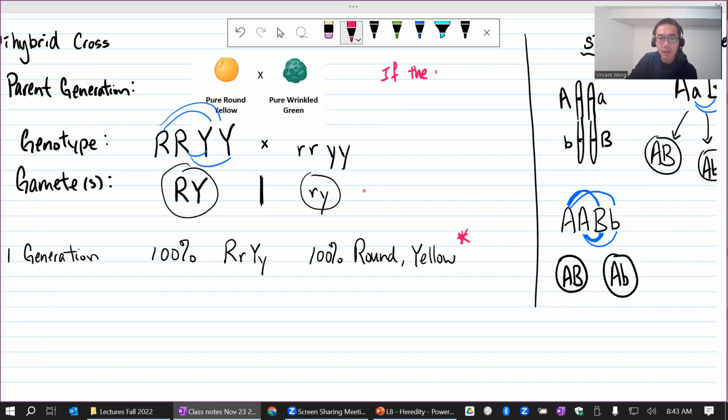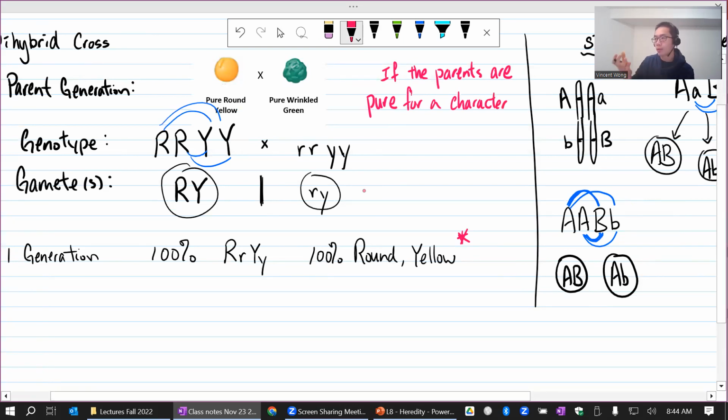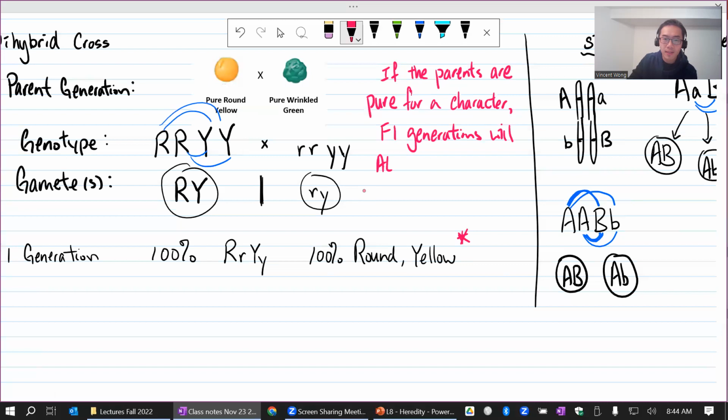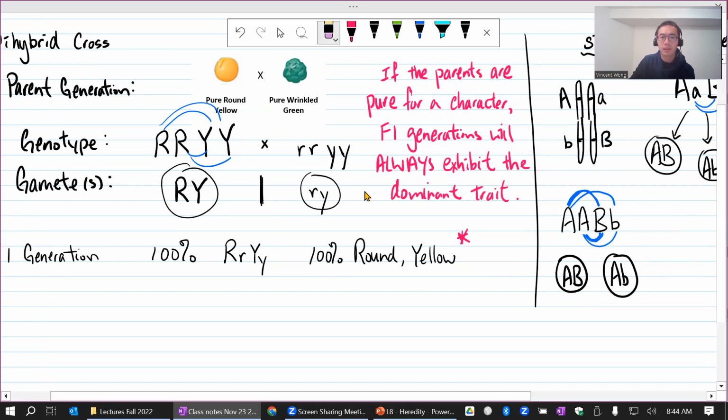If the parents are pure for a character, like, you know, round, wrinkled, yellow, green, okay, that's the character, the F1 generation will always exhibit the dominant trait. Okay.